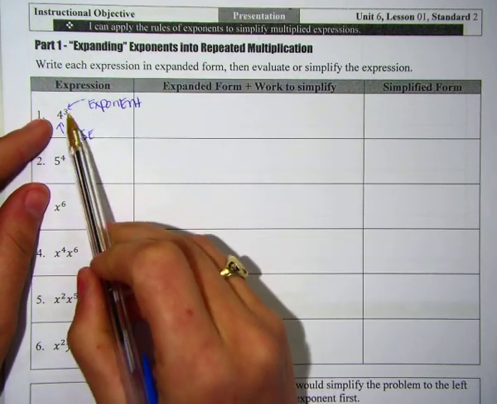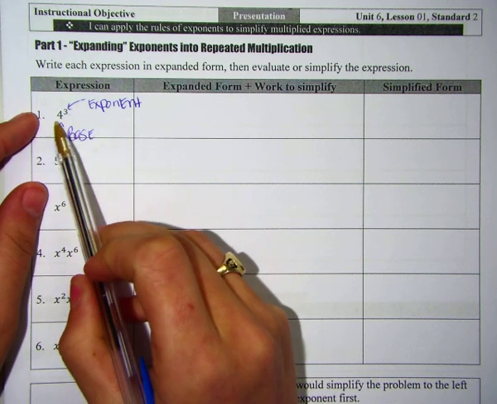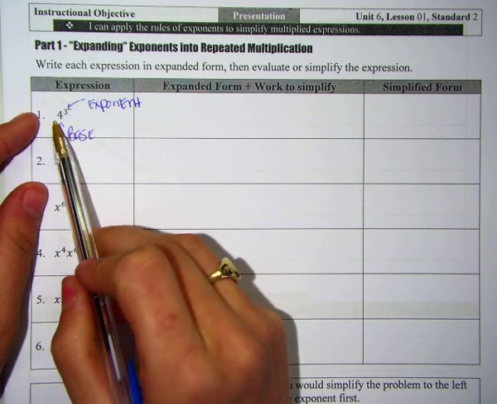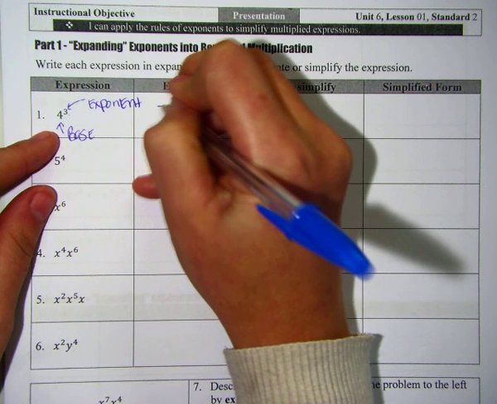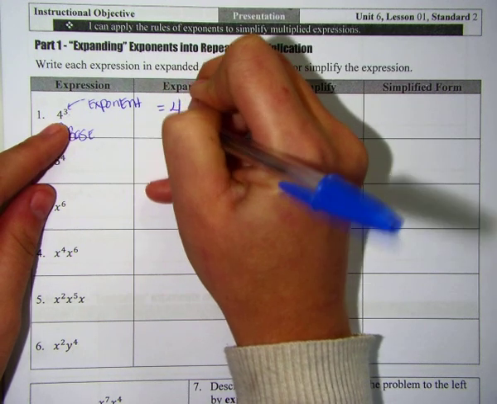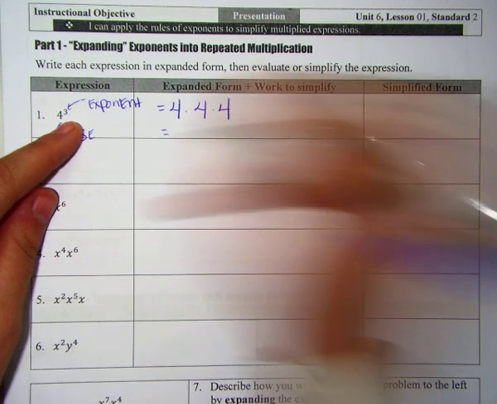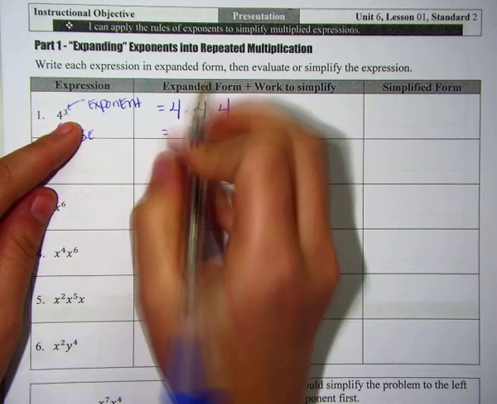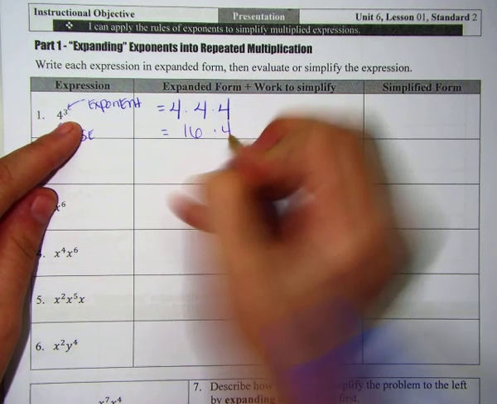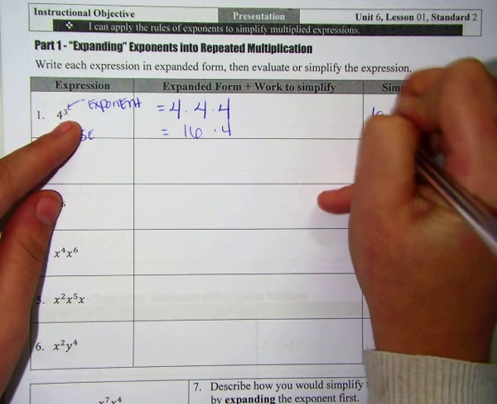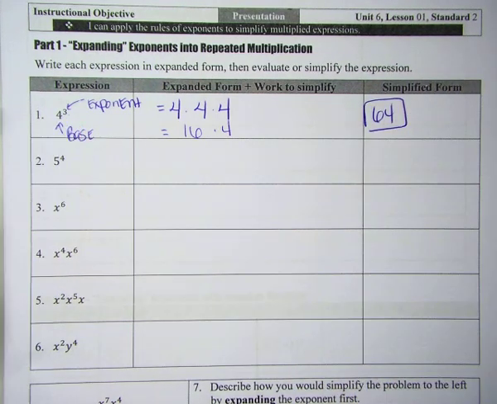Now, the exponent tells us how many times to multiply the base times itself. So this would be the base, which is 4, times itself 3 times. We can go ahead and simplify that. 4 times 4 is 16. And then 16 times 4 is 64.